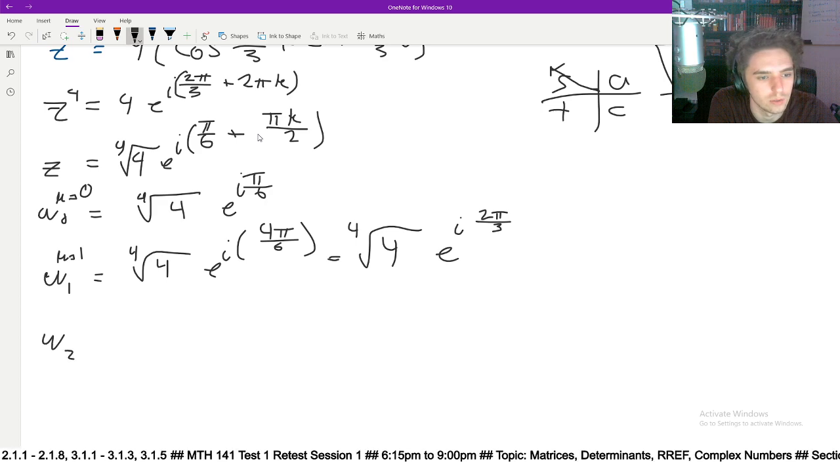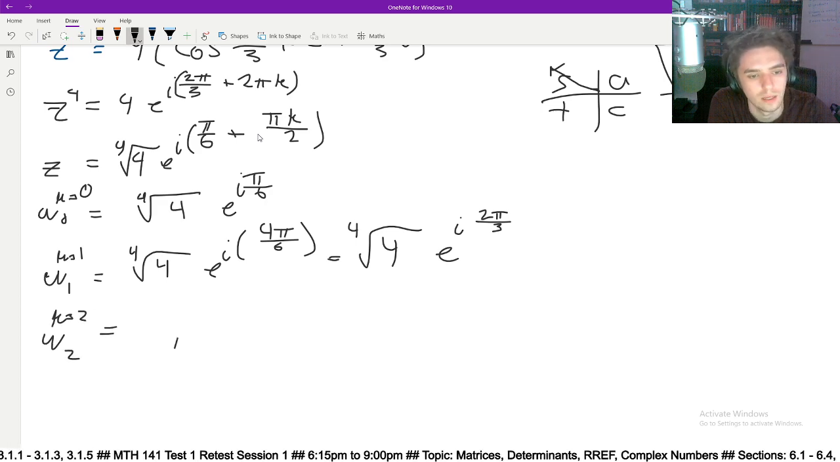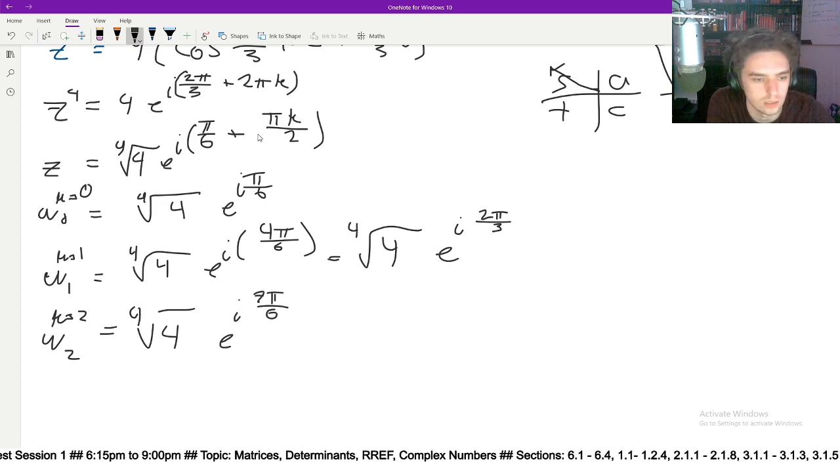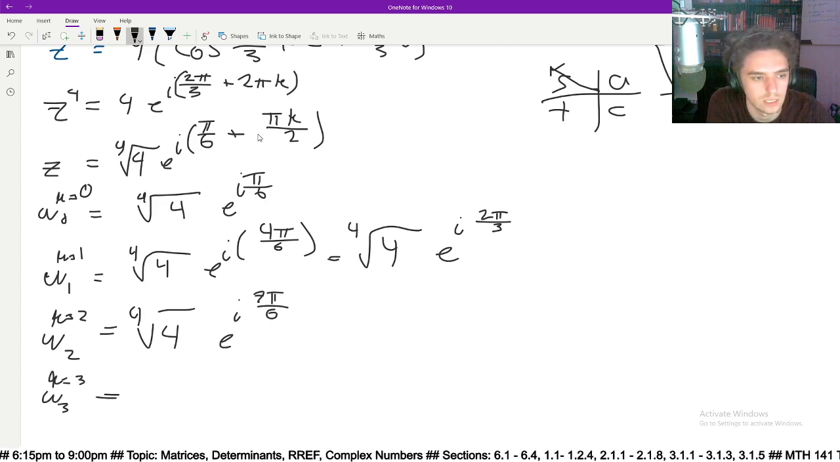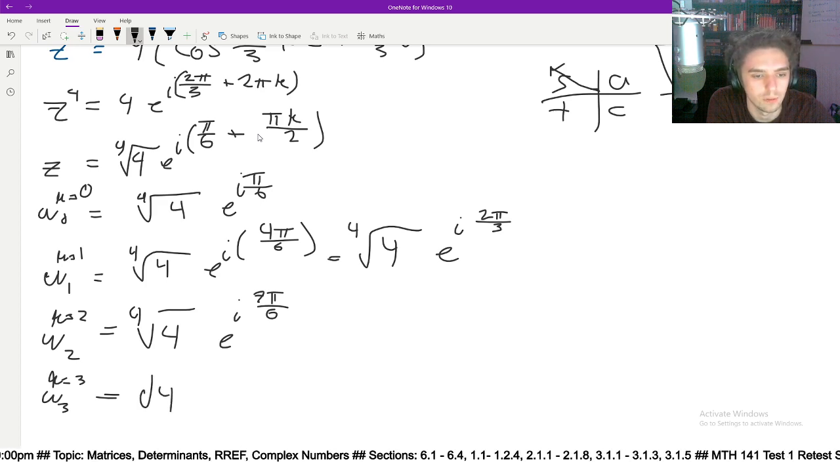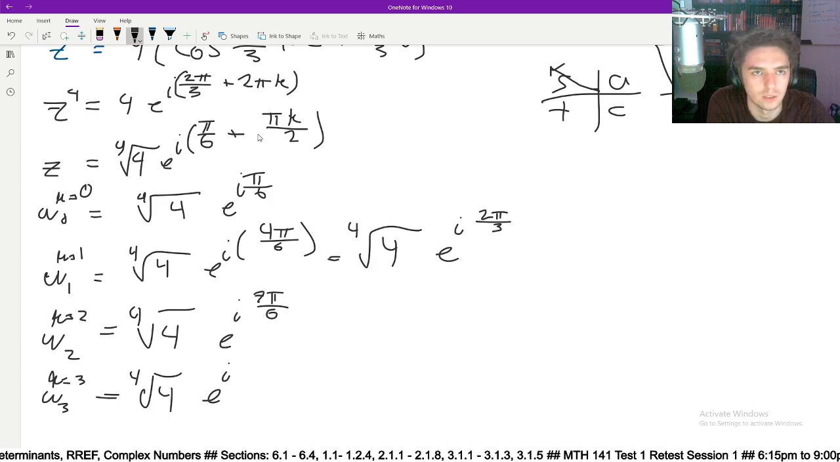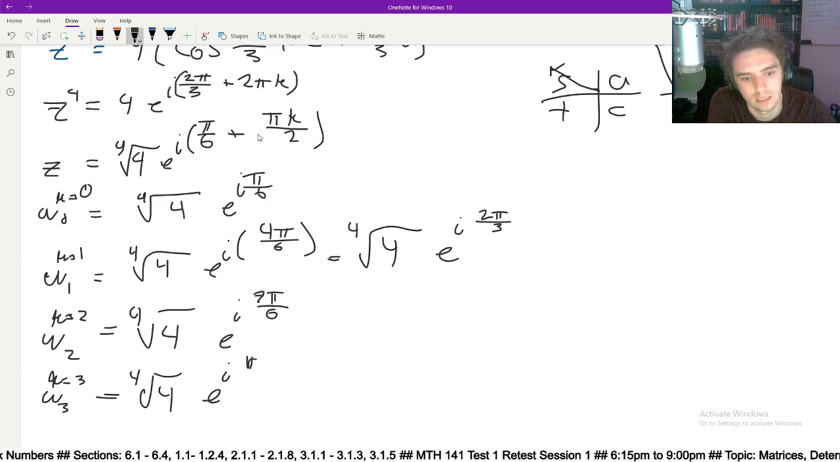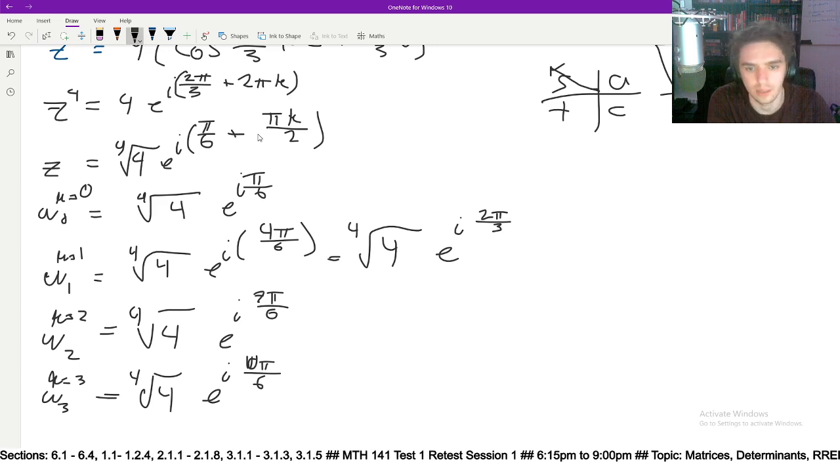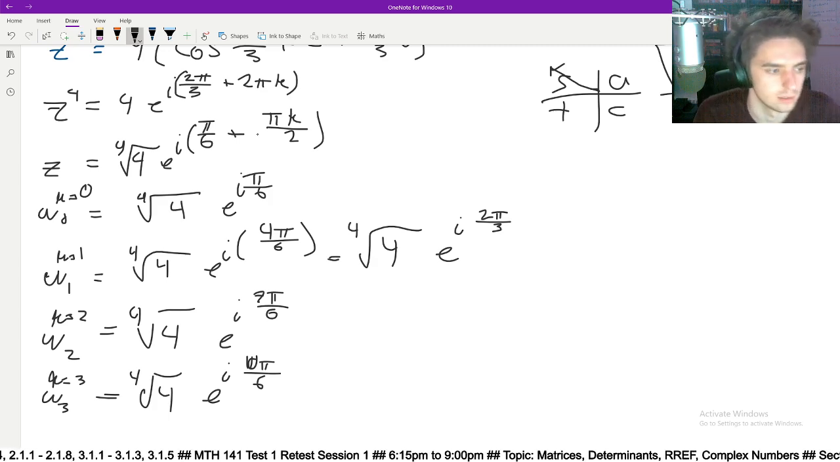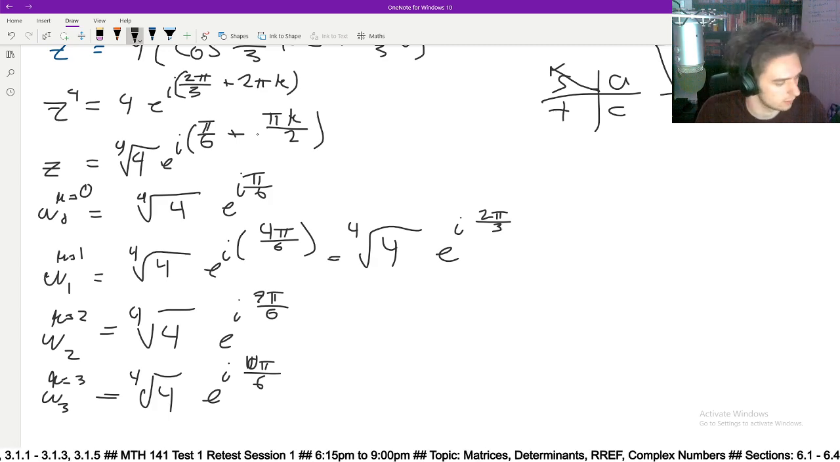And then omega 2, k equals 2. Fourth root of 4, e to the i, and that's going to be just plus pi, so it's 7 pi over 6. There's our other solution. Omega 3, k equals 3. It's going to be the fourth root of 4, e to the i, and I have to add 3 pi over 2, so that's 1 pi over 6 plus 9 pi over 6, so 10 pi over 6. And there's our 4 solutions. We can convert all these back to standard form, but I don't think I have to do that, unless someone wants me to, in which case just ask. Otherwise, I'm good.